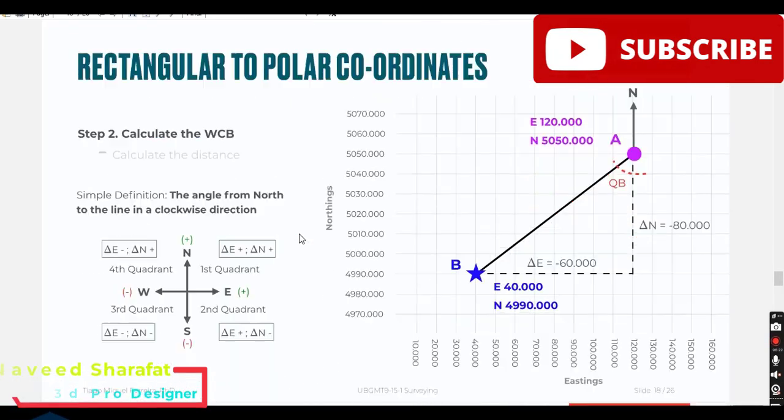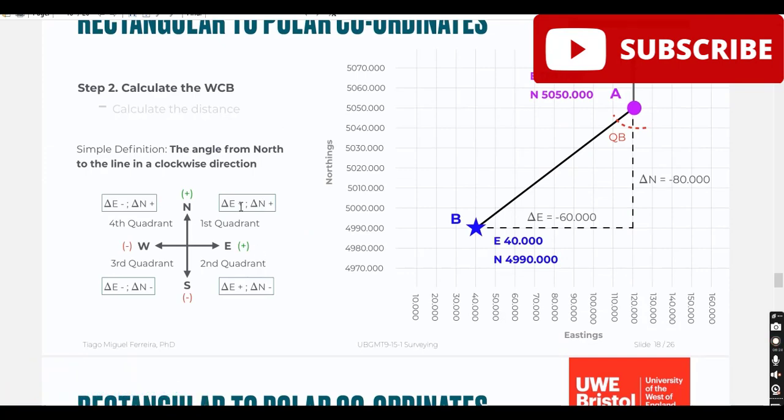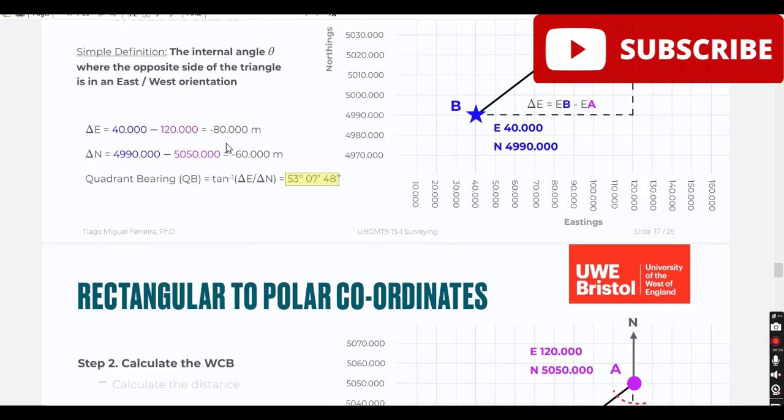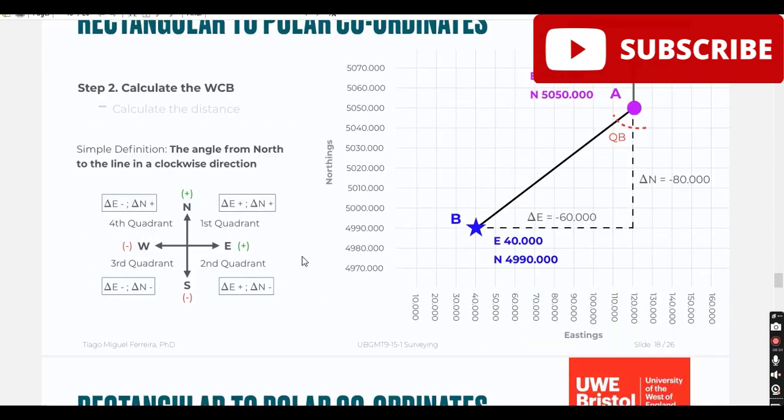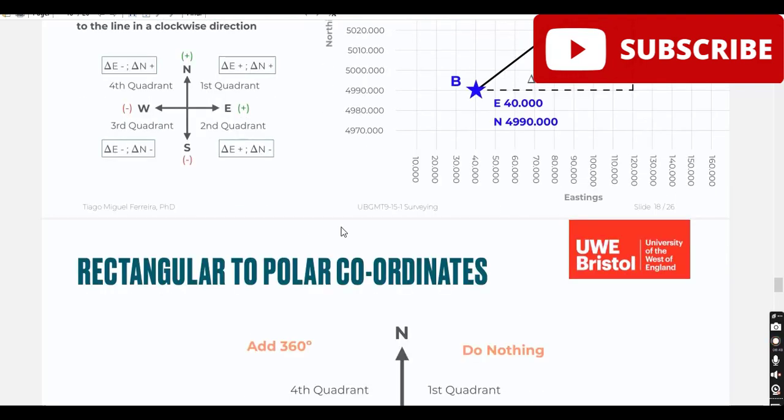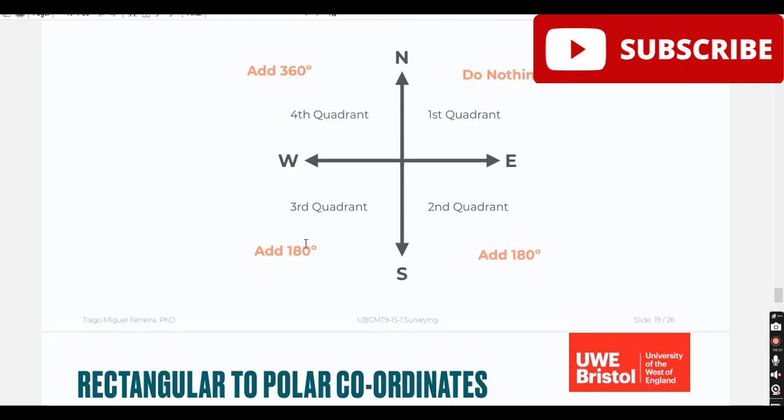Then we will see which quadrant it is. According to our delta easting and delta northing, we have minus in easting and also minus in northing. The first quadrant is plus for easting and plus for northing, the second quadrant is plus and minus, and the third quadrant has minus and minus. So it means we are in our third quadrant.